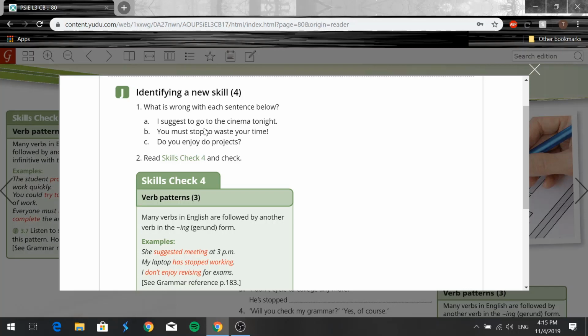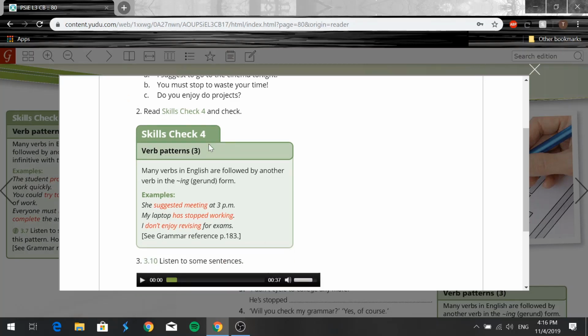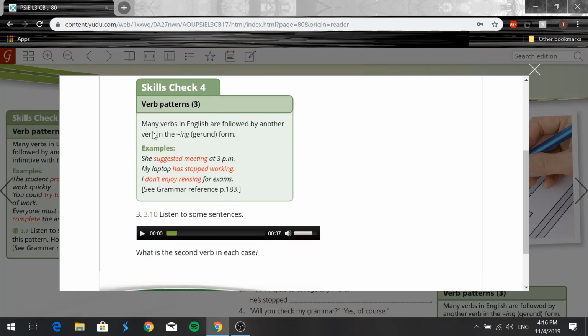Okay? B, you must stop to waste your time. Have you ever heard anyone say you must stop to waste your time? I don't think so. So you must stop wasting your time. Okay? Adding ing. Do you enjoy do projects? No, we have to add ing. Now let's read skills check 4 and see what this is all about.